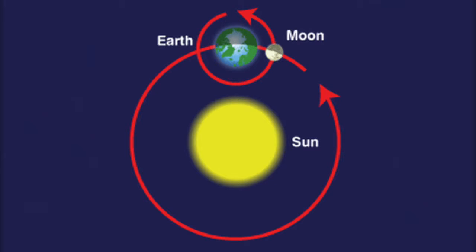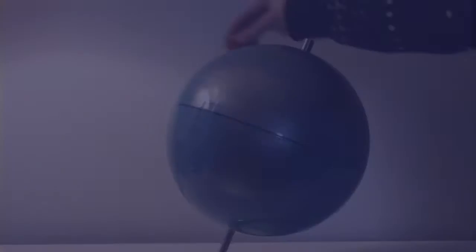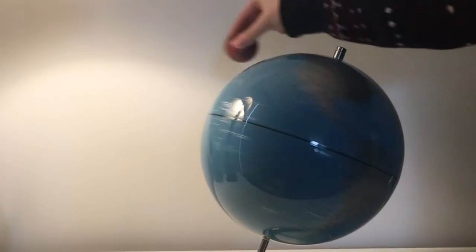Students should note that at the same time the Earth is spinning on its axis, the Moon is orbiting the Earth, and the Earth is orbiting the Sun. Parents should try to help the students demonstrate all these motions at the same time.